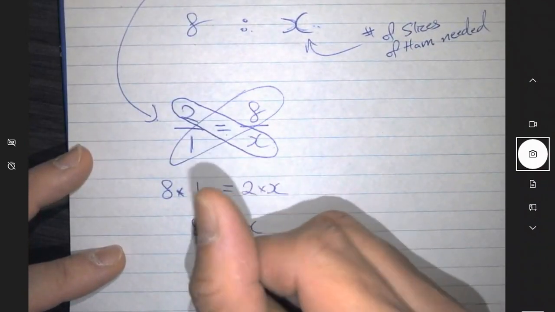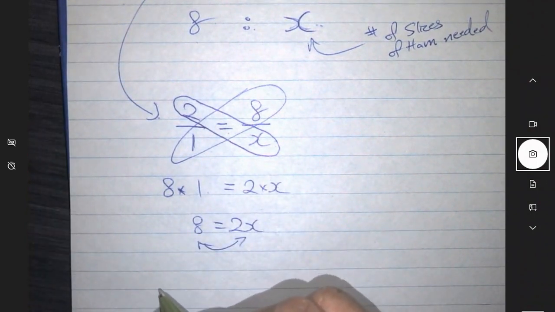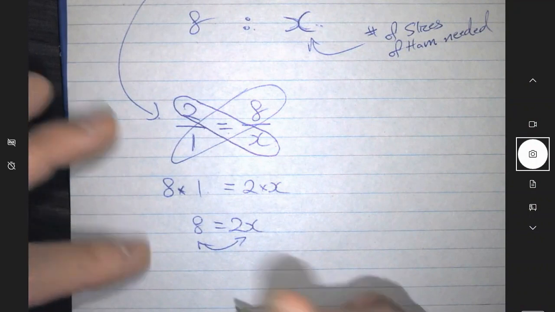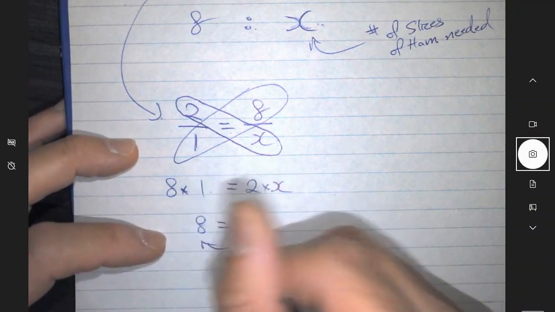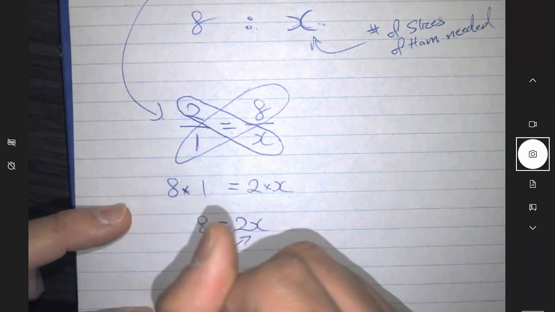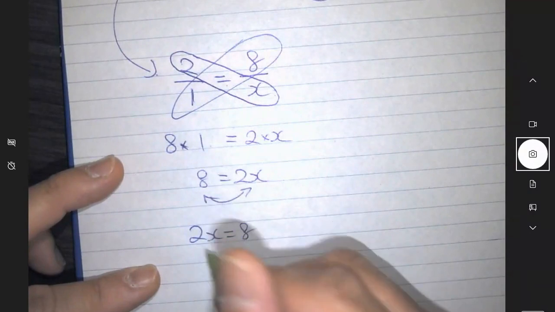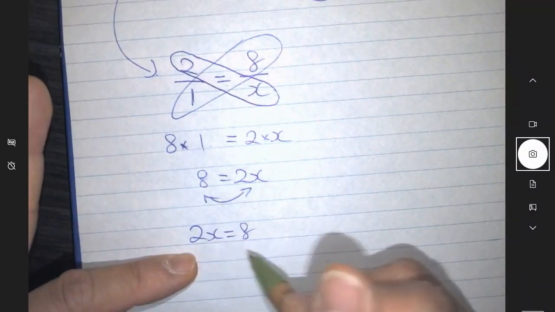Now we're going to just swap everything around just because we like having x on the left-hand side, even though it doesn't make any difference. Okay. So when you swap both left and right, everything together, you don't need to change side. So 2x equals 8.